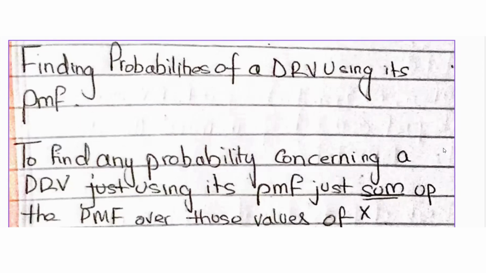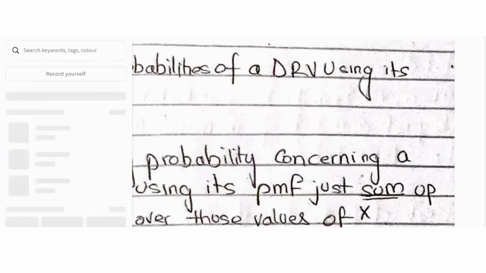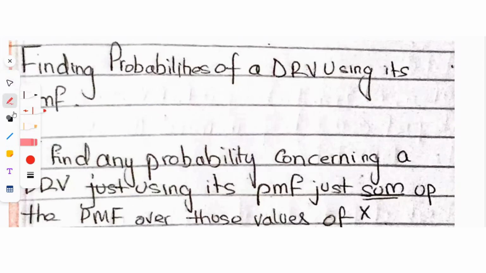Now I want to look at how we find probabilities of a discrete random variable using its PMF. The PMF lists all its values and associated probabilities. To find any probability concerning a discrete random variable using its PMF, just sum up the PMF over those values of x. So the key here is that whenever you want to find probabilities concerning any discrete random variable using its PMF, we just sum up the PMF over those values of x.